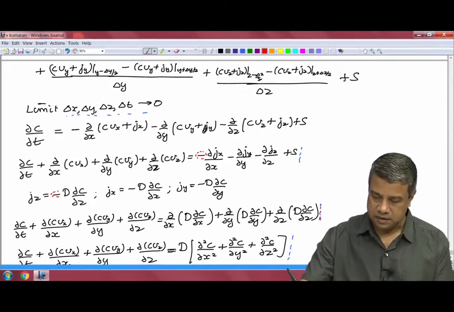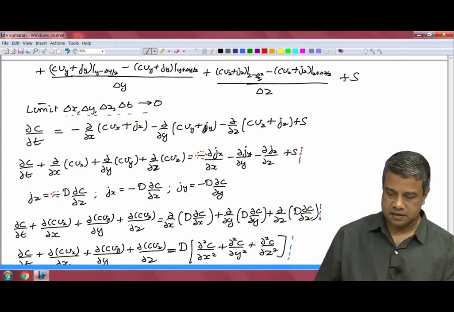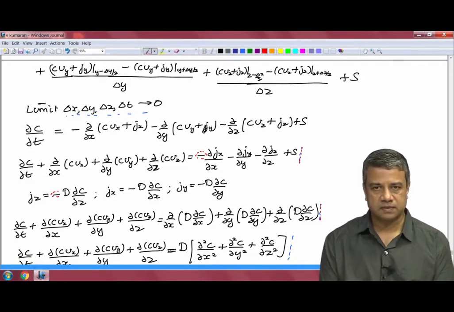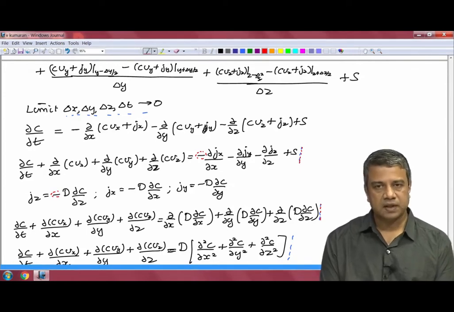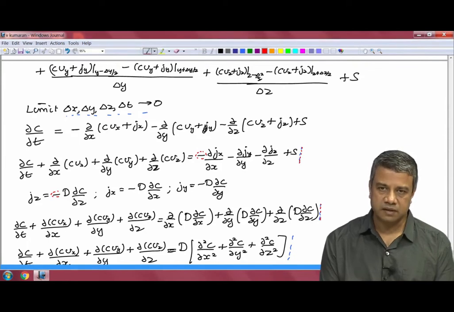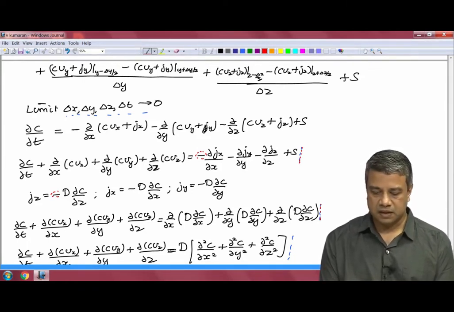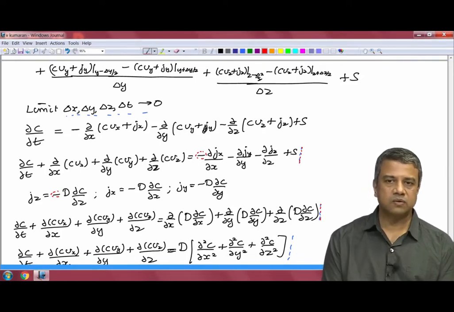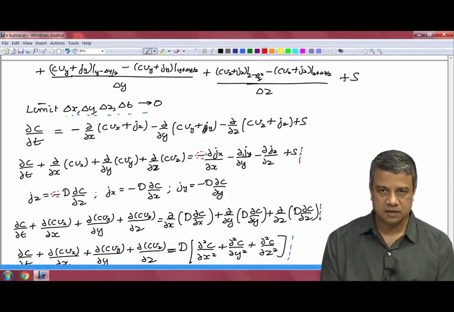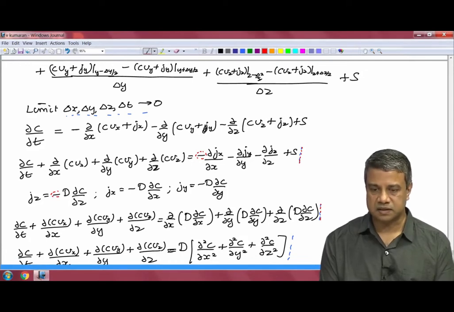Okay. So, the differential equation in terms of the fluxes contained the convective terms on the left and the diffusive terms on the right. The diffusive terms were the derivatives of the components of the flux. The components of the flux are related to the gradients in the concentration in the respective directions.